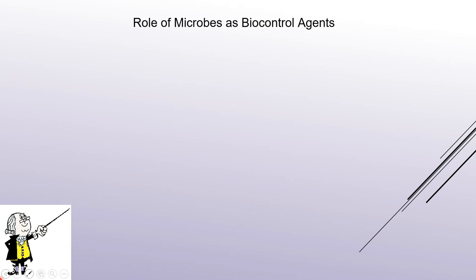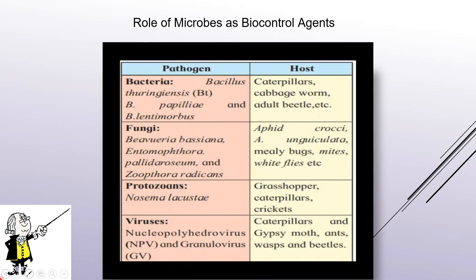Role of microbes as biocontrol agents. Now, these are the pathogens and these are the host. Bacteria, that is Bacillus thuringiensis, Bacillus papillae and Bacillus lentimorbus. And the host are caterpillar, cabbage worm, turtle beetle. Now, what does this indicate?